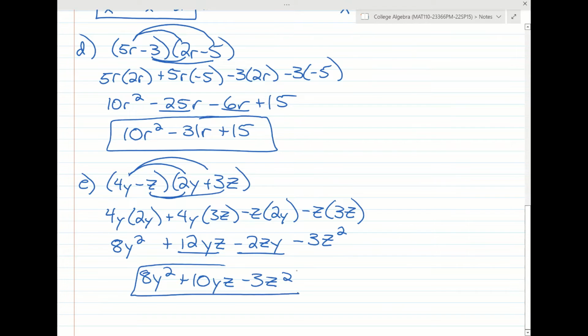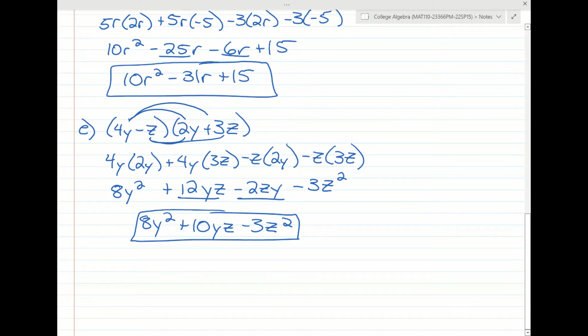We talked about this before, that standard form, usually we put the highest exponents first. Also, we write the letters according to the alphabet. So it'd be better to write yz than zy. Y comes first. Let's keep going here. What about if we had x plus 1 times x squared minus 3x plus 1?